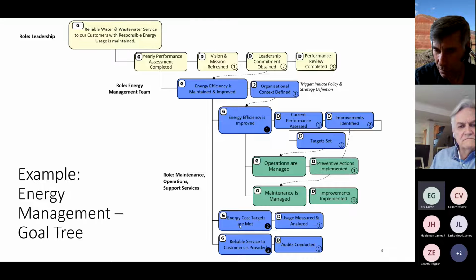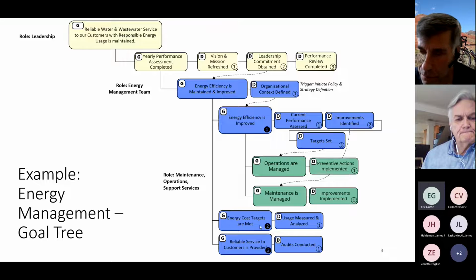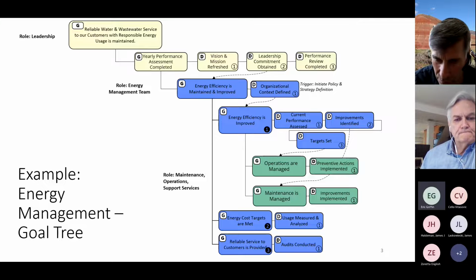And then lower down, energy team have that I identified in that first goal tree, energy costs and targets are met, and reliable service to customers provided. So here we have audits being conducted for the reliable service, and usage measured and analyzed for the cost target side of things. So this was a first pass of taking that step from the business process model to a refined goal tree that has those roles in there, and supports the business process.